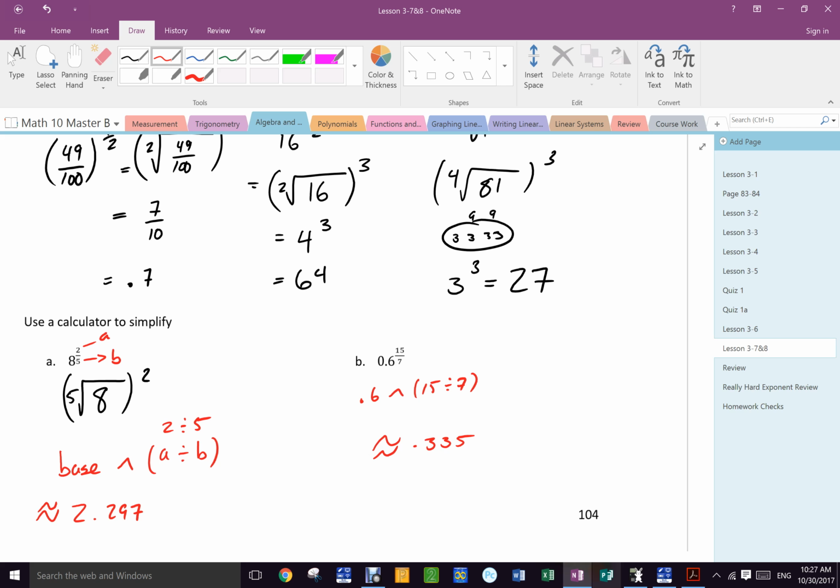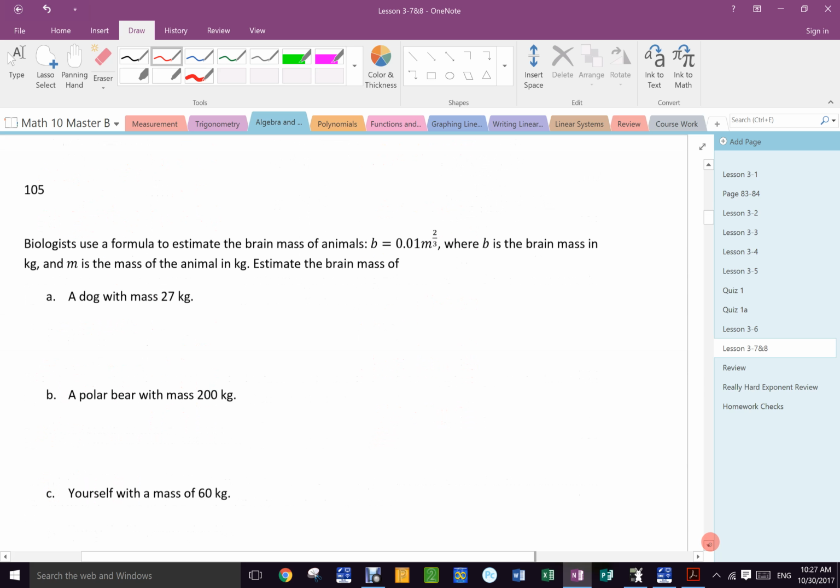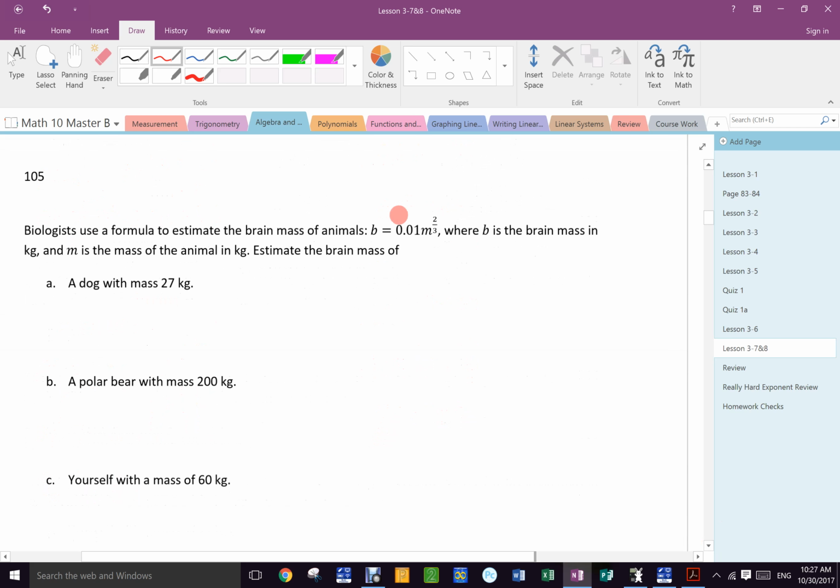In math class, your teachers are generally nice. They want you to be able to work it out. In science, you can't do that. So let's look at this question right here. That gives me a formula, yes? All right. So let's use that.